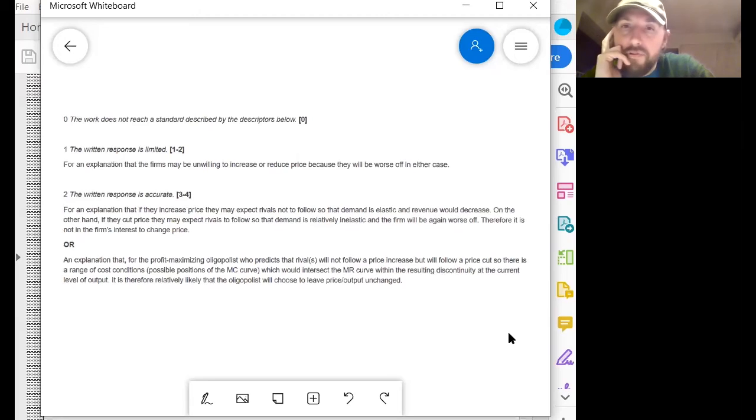Look at this stuff. For an explanation that they can increase price, may expect rivals not to follow, so the demand is elastic and revenue would decrease. On the other hand, if they cut price, they may expect rivals to follow, so the demand is relatively inelastic and the firm will again be worse off. Therefore, it is not in the firm's interest to change price.